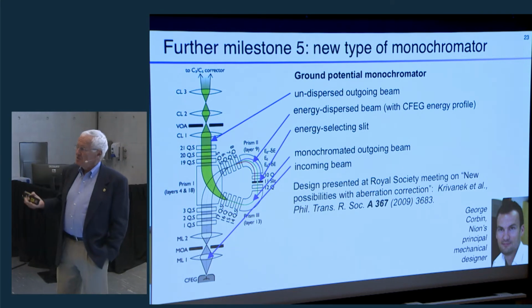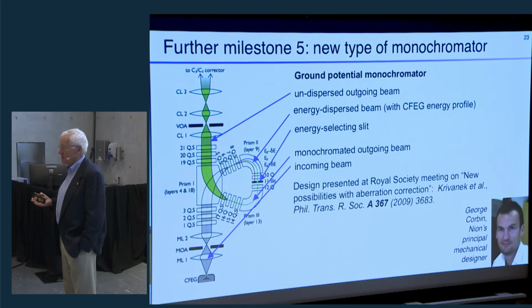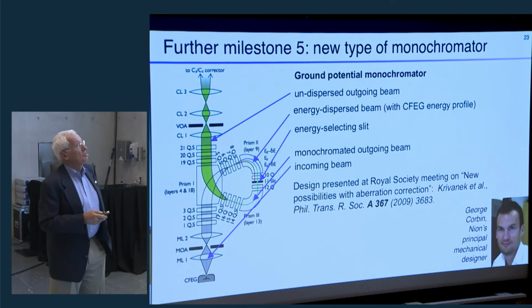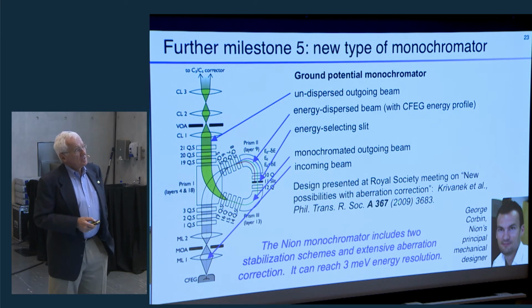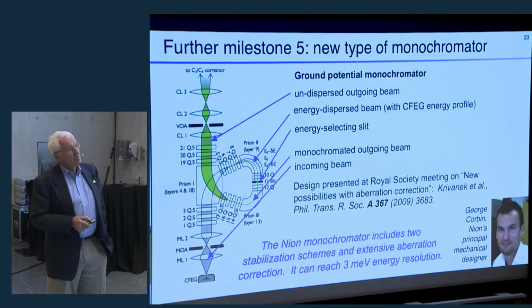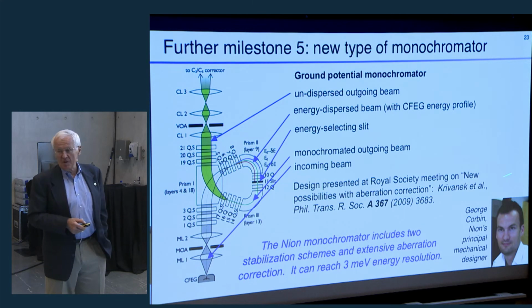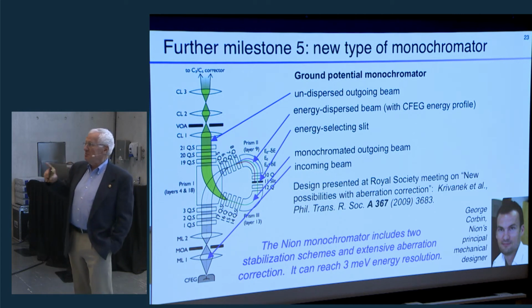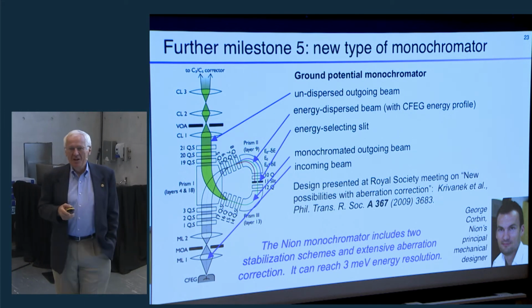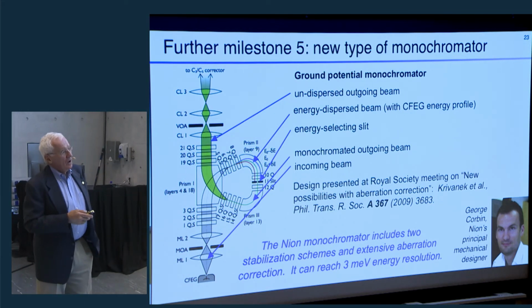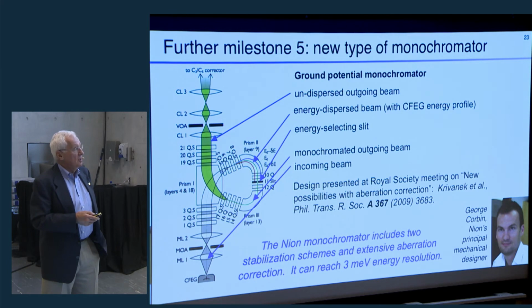That was just basic aberration correction. What can it do for us? How can we go beyond? Two further milestones: a new type of monochromator, a ground potential monochromator, design presented in 2008 at the Royal Society meeting on new possibilities with aberration correction. I think all the aberration correction people in this room were at that meeting, right? So if I remember right. The translation of this design into mechanics was done by myself and George Corbin.